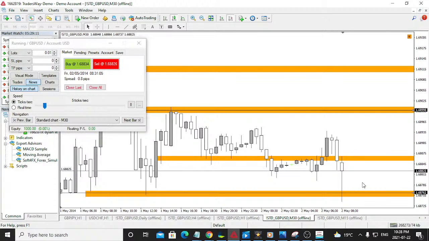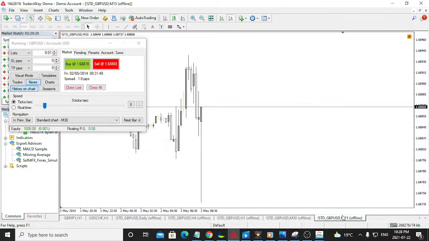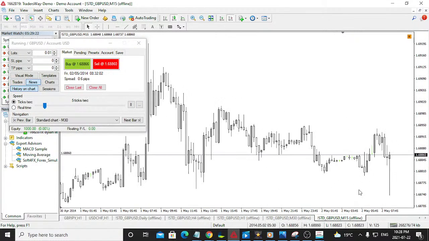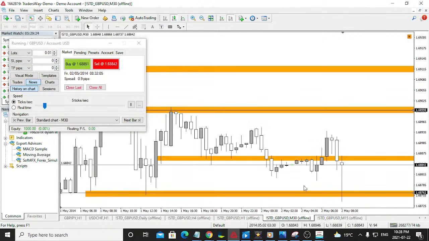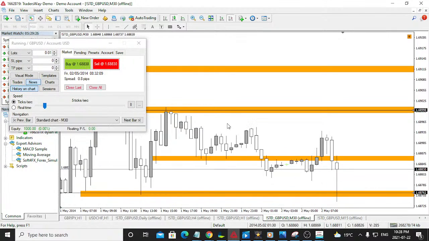It's interesting. Look at that! It shot down 12 pips and then shot right back up in like a minute on the simulator. Oh my gosh! There's nothing drawn on this. But wow, that literally happened in a minute. That's crazy.